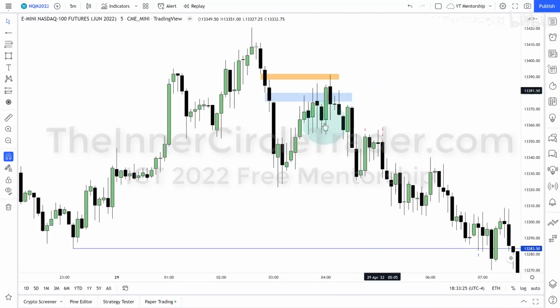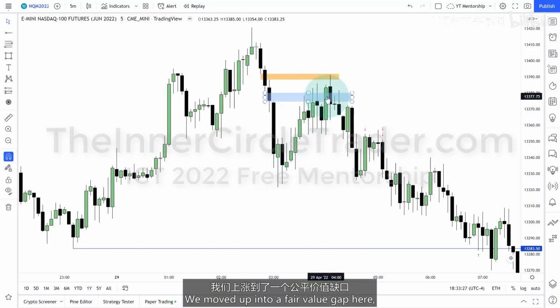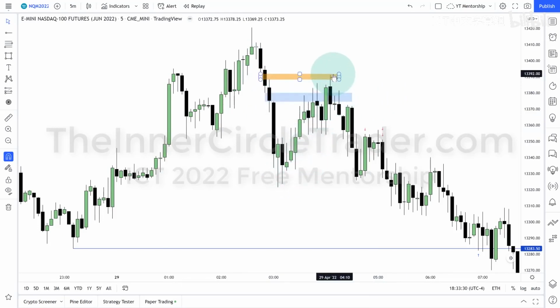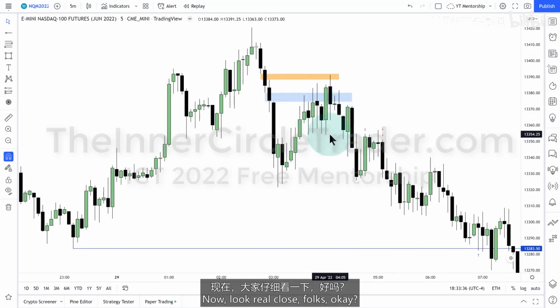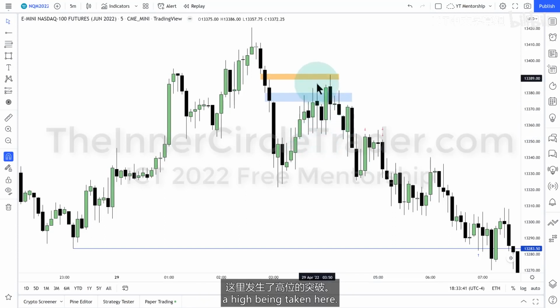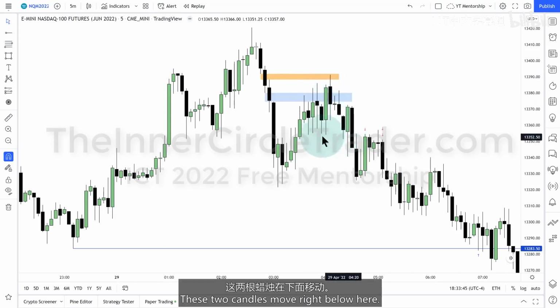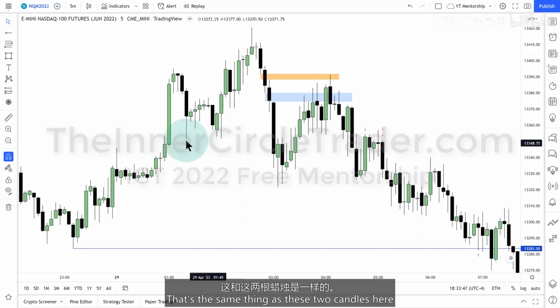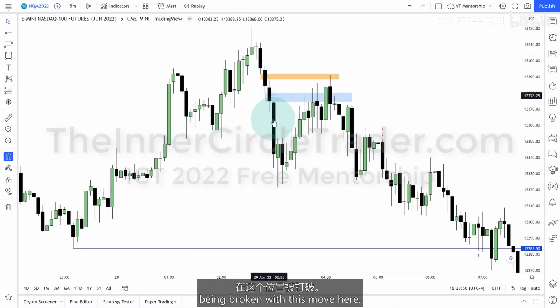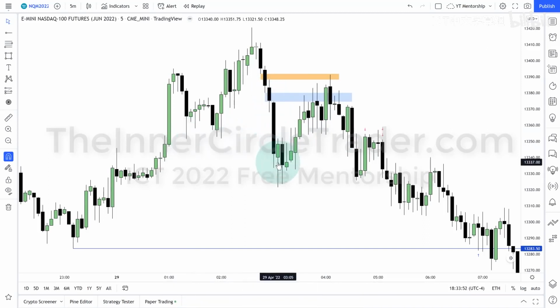All right, so anyway. So we had a shift in market structure. We move up into a fair value gap here, and we have a break lower, fair value gap here, relative equal lows. Now look real close, folks, okay? Relative equal lows, a high being taken here. We break down. These two candles move right below here. That's the same thing as these two candles here being broken with this move here. It's a fractal. This whole move here is the same thing here, just smaller.